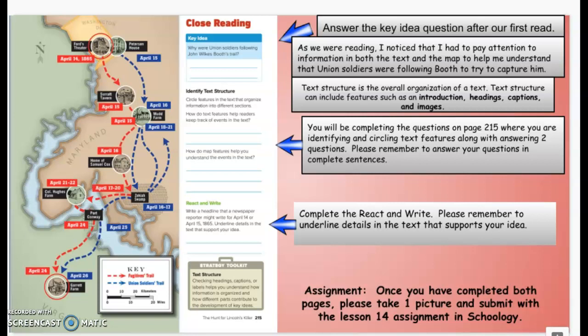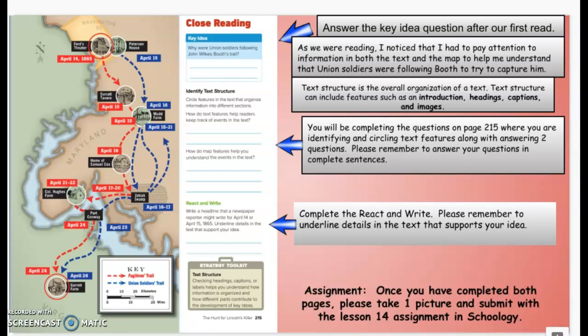Now you'll notice as we were reading, I had to pay attention to the information for both the text on page 214 and the map to help me understand that Union soldiers were following Booth to try to capture them. And again, remember, we see the red dashed lines. That's Booth, that's the fugitive. And then the blue dashed lines would be the Union soldiers.